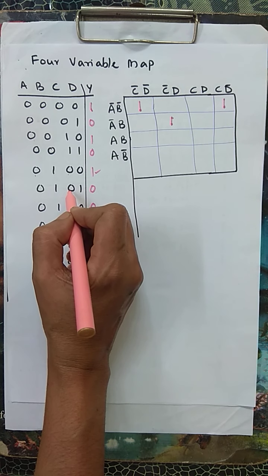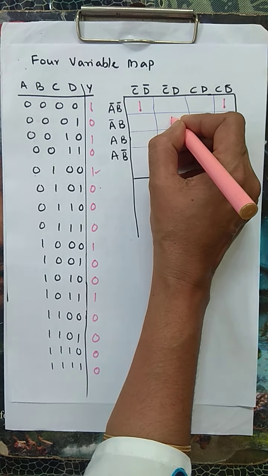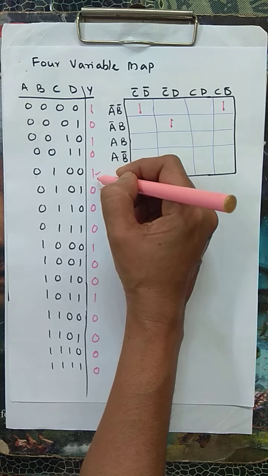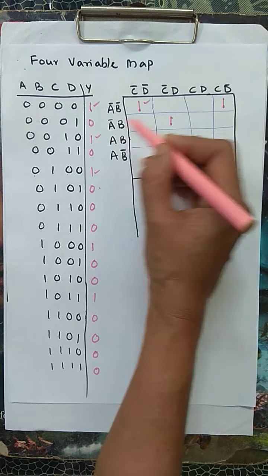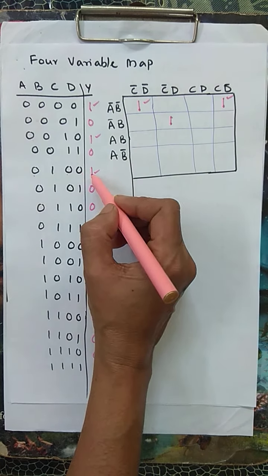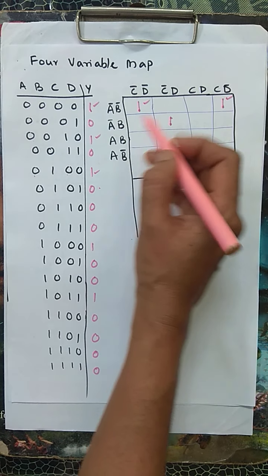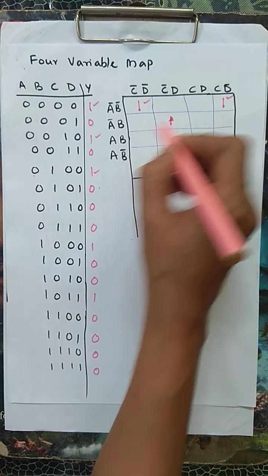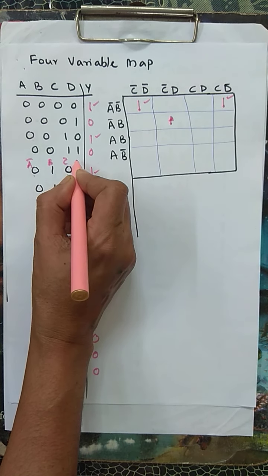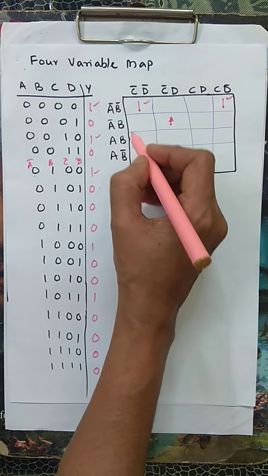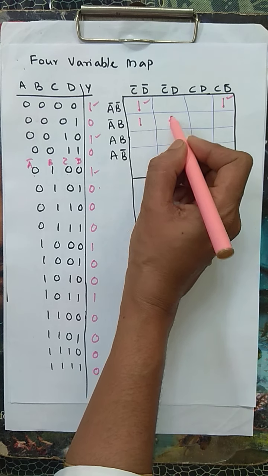A complement B, C complement D. Yes, sorry, this is 0. So 1, 2, 3. This is okay, this is done. This is A complement B, C complement D complement. So that will come A complement B, C complement D complement. Here, this is 0.